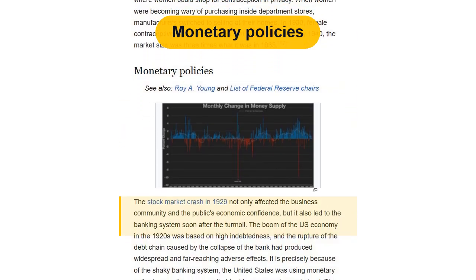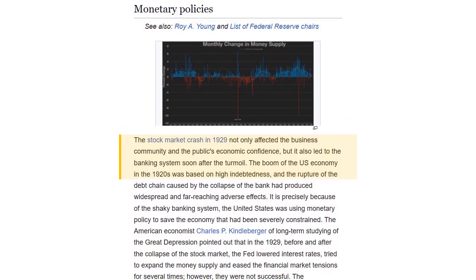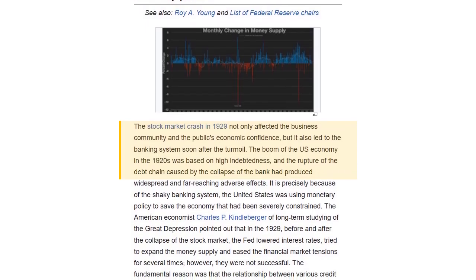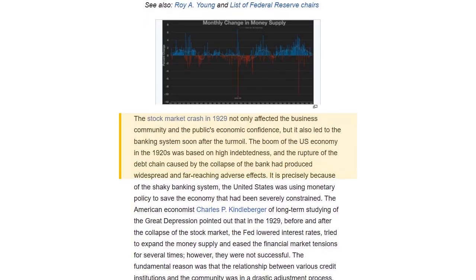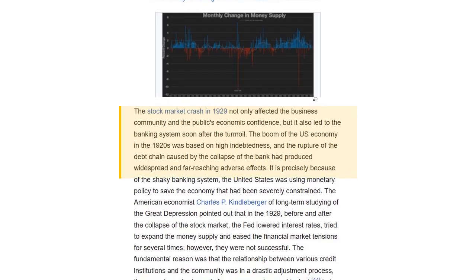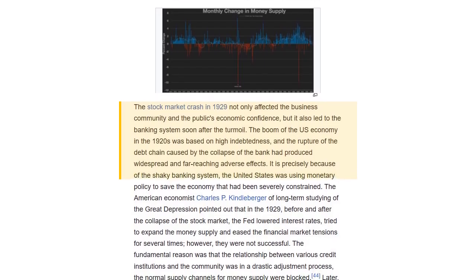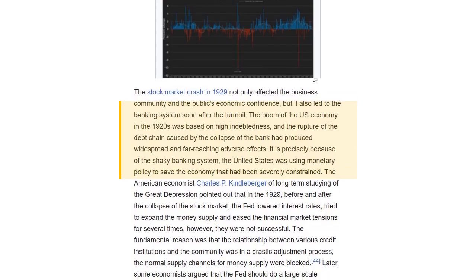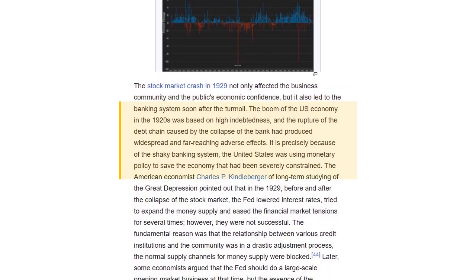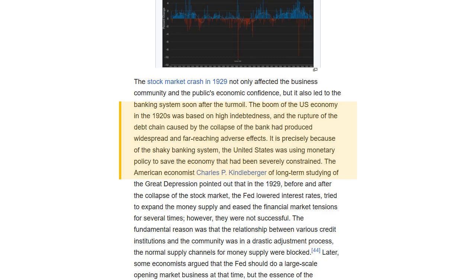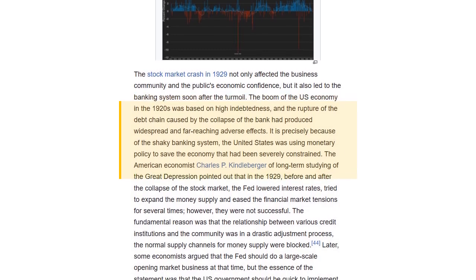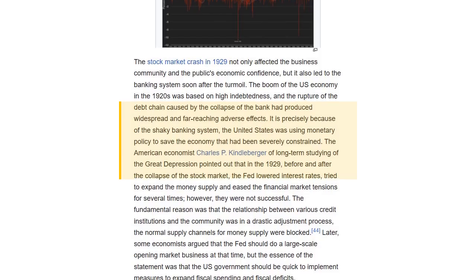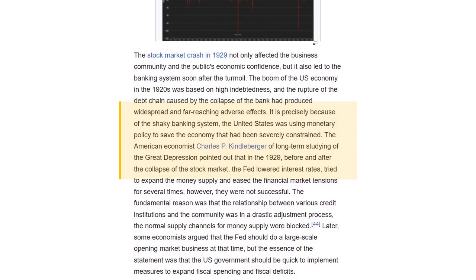Monetary policies. The stock market crash in 1929 not only affected the business community and the public's economic confidence, but it also led to the banking system crisis soon after the turmoil. The boom of the US economy in the 1920s was based on high indebtedness, and the rupture of the debt chain caused by the collapse of the banks had produced widespread and far-reaching adverse effects. It is precisely because of the shaky banking system that the United States' use of monetary policy to save the economy had been severely constrained.